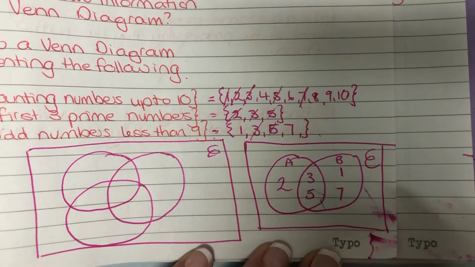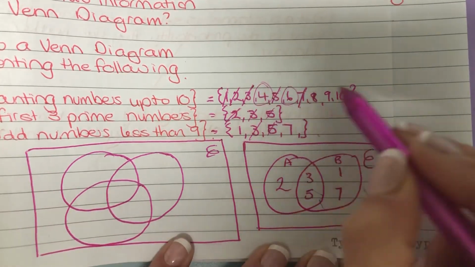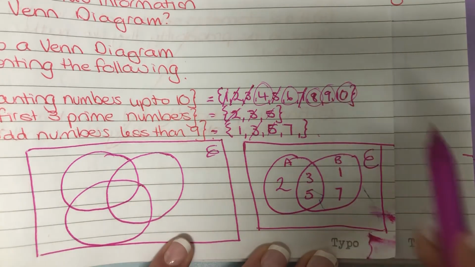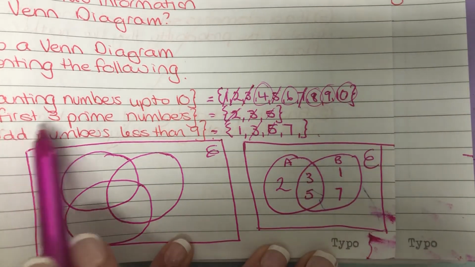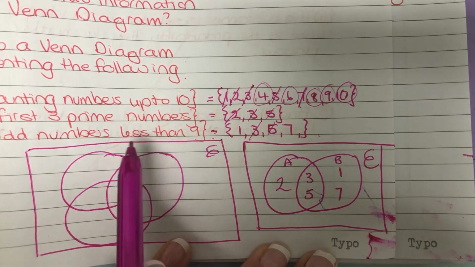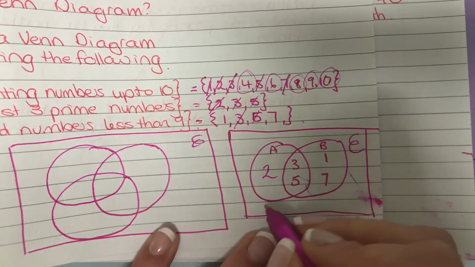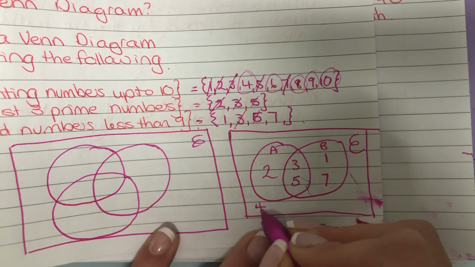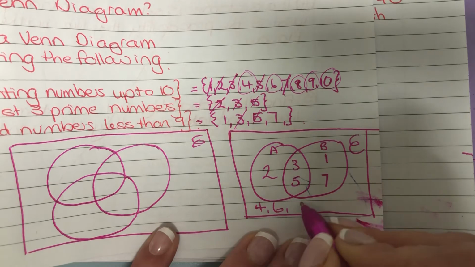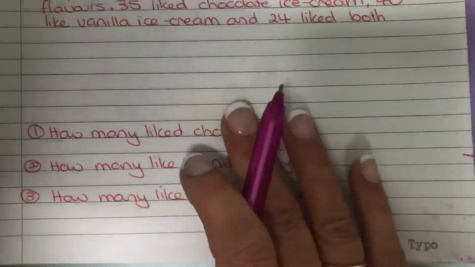So this is a little bit different this time because you can see, with this nasty pen, I've still got some numbers. Now, these numbers are in the whole set, but they're neither a prime, the first 3 prime numbers, nor are they an odd number less than 9. So where can they go? They can't go anywhere in A. They can't go anywhere in B. So they're going to go in the rectangle outside of the circles. So we've got 4, 6, 8, 9, and 10. So any numbers in here means they're in the whole set, but they're not in either of the 2 smaller sets. Excellent.